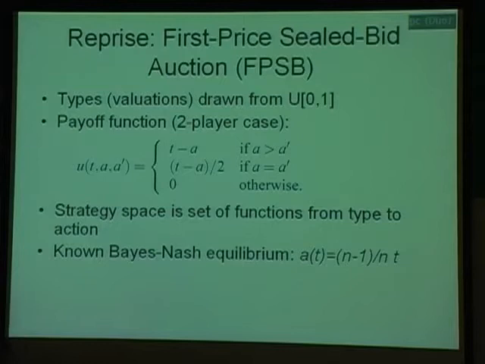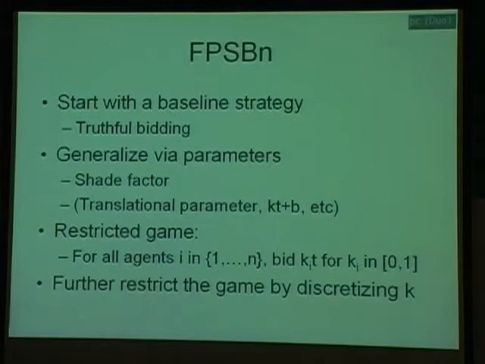We all n of us submit a bid. The winner pays their bid. This time, the Nash equilibrium is to play (n-1)/n times t. That's the 1/2 t in the two-player case. For our purposes now, we'll pretend that we can't deal with such a rich strategy space as all functions from type to action, right? All one-dimensional functions on [0,1].